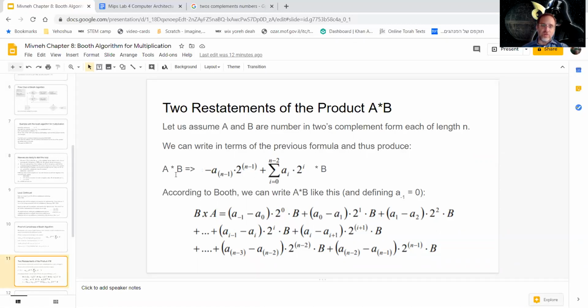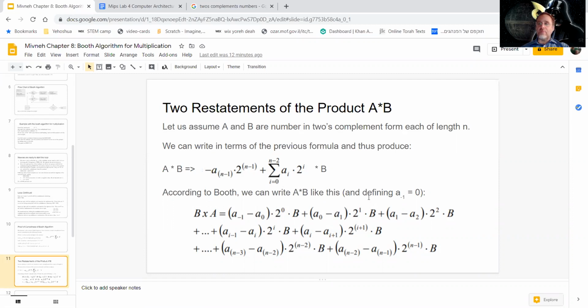If this is true, then this must also be true. If A times B is something, if that's computable, then this has got to be computable since this is A. All right, that's the first step. Let's go to the next step. According to Booth, we can write A times B like this.